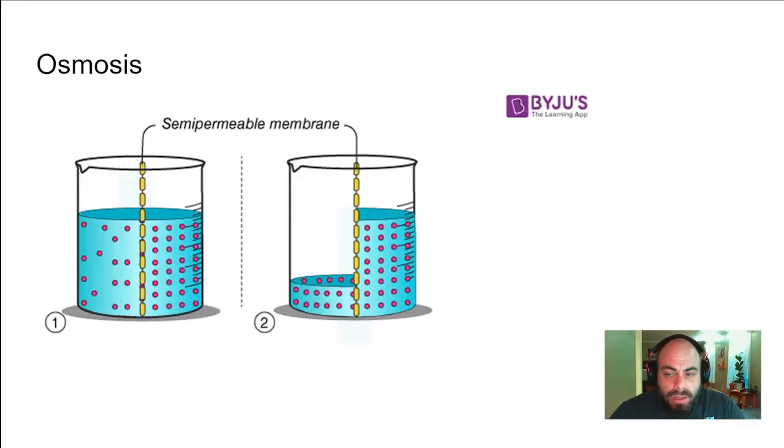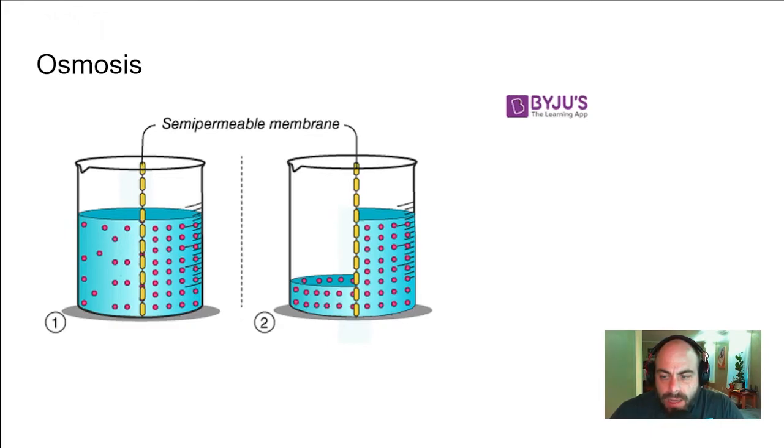There's a particular kind of diffusion that we need to talk about. It's called osmosis. This is the diffusion of water. So we're still dealing with high concentration, low concentration, but in this instance, we're dealing with those concentrations being of water. Water also has a concentration. So if you look at the picture, beaker number 1 there has a higher concentration of water on the left side of the beaker, right? Because there's a lower concentration of purple dots.